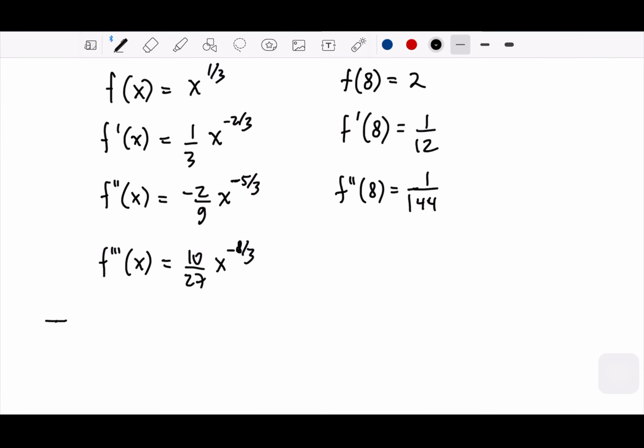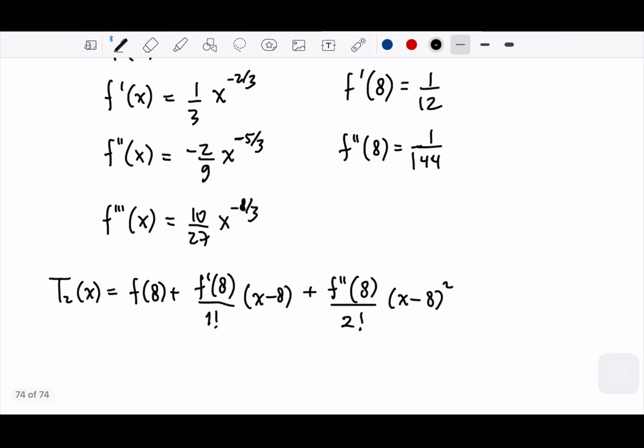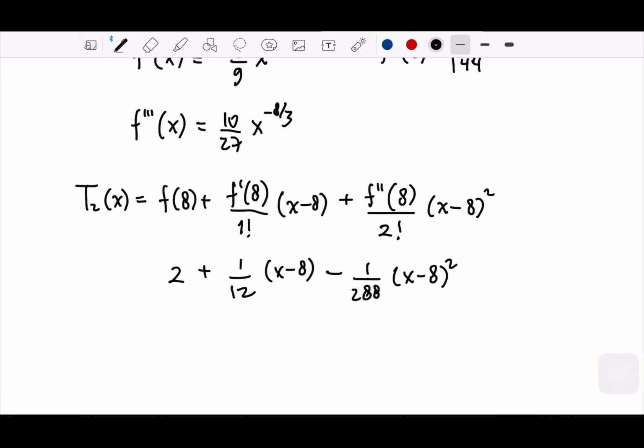Now the Taylor partial sum for the second degree will be f(8) plus f prime (8) divided by 1 factorial times (x minus 8) plus f double prime (8)... and then we can substitute this into 2 plus 1 over 12 times (x minus 8), and then the f double prime, this will be minus 1 over 144, but divided by 2, this will be 1 over 288 times (x minus 8) squared. We can say that this is our approximation of our function.